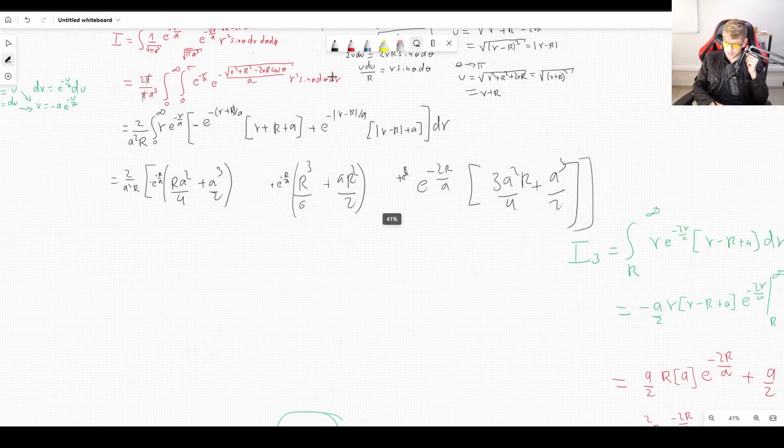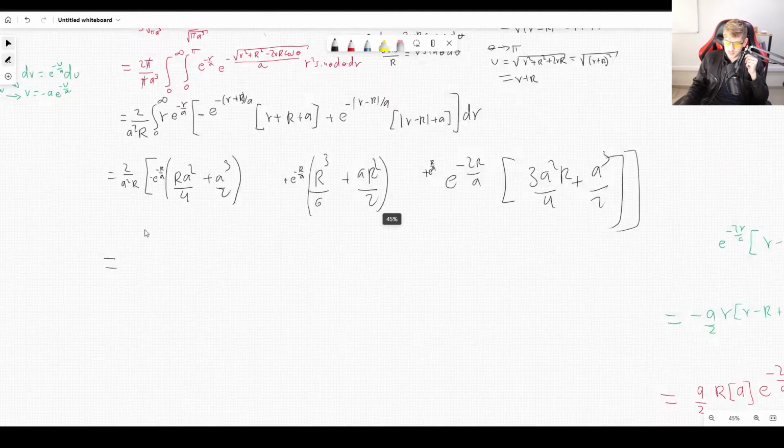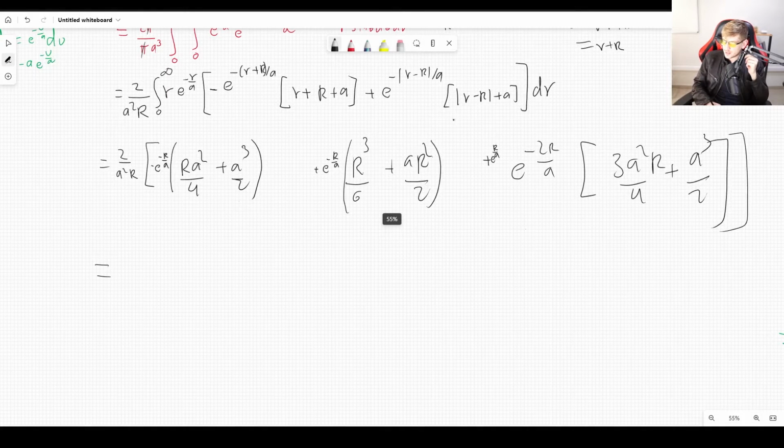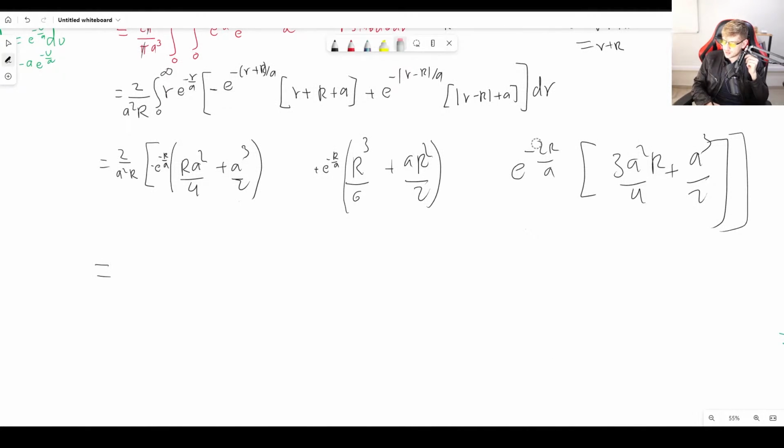Any second. There we go. So let's multiply through. Notice that here, for example, the exponents cancel out a little bit. And everywhere we have this e to the minus r over a. So let's factor it out. So we get 2 e to the minus r over a divided by a squared r. And then we are left with r.